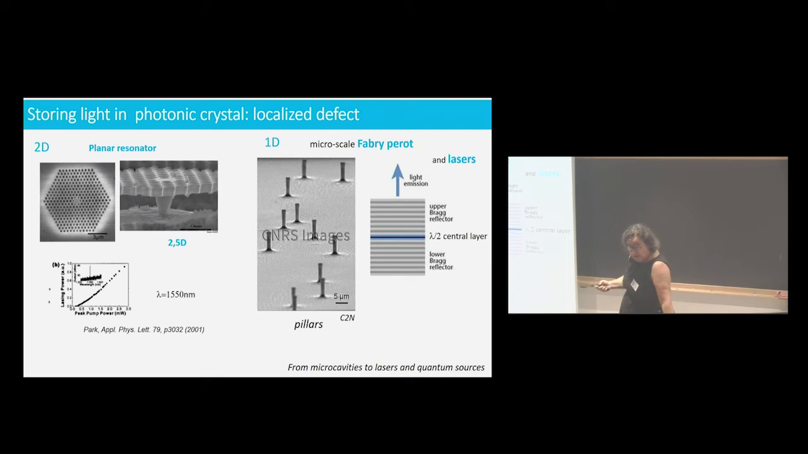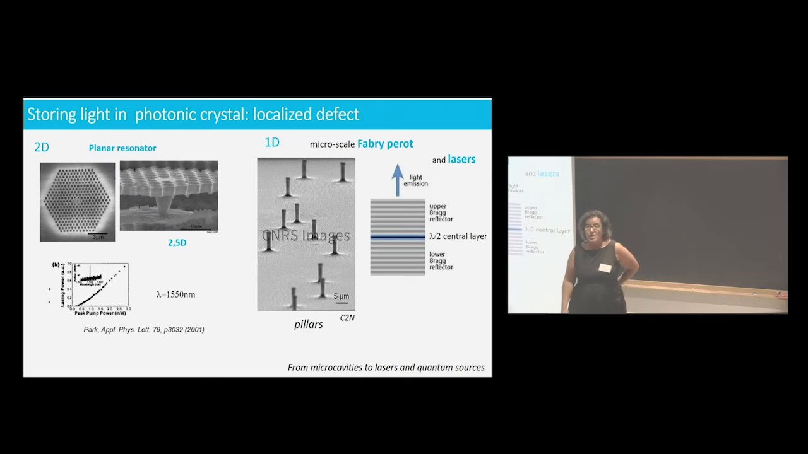So we discussed the guiding. You make a line of defects, but you can discuss in the same way the storage. For this, instead of making a line of defects, you make a region of defects. Here, for example, you inject in some way the light corresponding to the photonic band gap. It cannot propagate, so it's stored inside the defect. And this is expressed, for example, here, where you see the resonance of the mode at a given wavelength. You can make a laser with this.